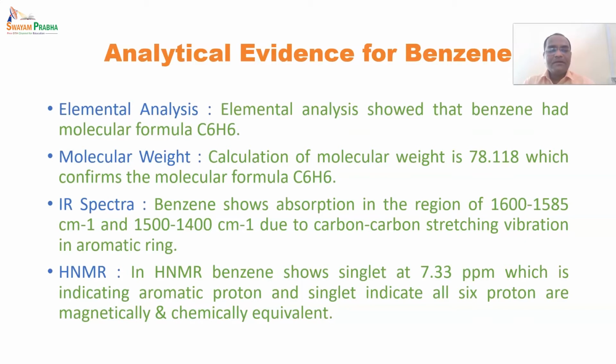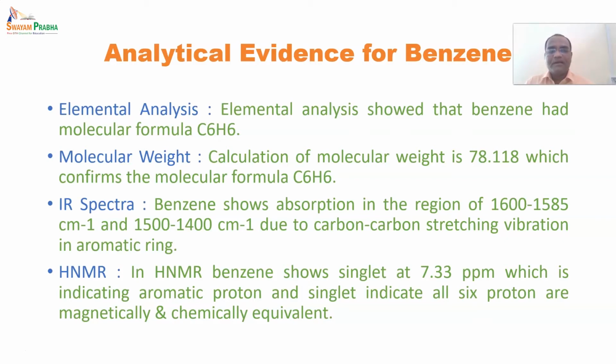When it is a multiplet, there are different kinds of protons. Different kinds means that magnetically and chemically they are not equivalent. So at that time, it does not show a singlet, it shows a multiplet. But the data obtained from proton NMR shows that it is a singlet and it is in the region of aromatic protons. So it is indicating that benzene is an aromatic structure having 6 protons.